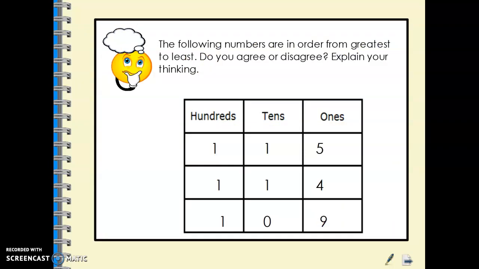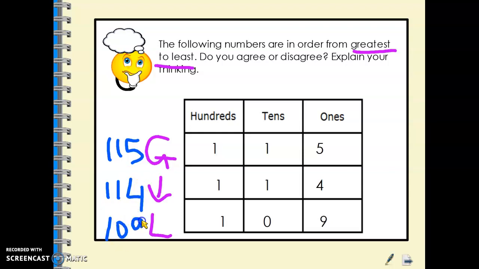All right, let's take a look at this problem. It says the following numbers are in order from greatest to least. Okay, so greatest to least. So G to L. Let's look at this. We have the number 115, 114, and 109. Are they in the correct order from greatest to least?